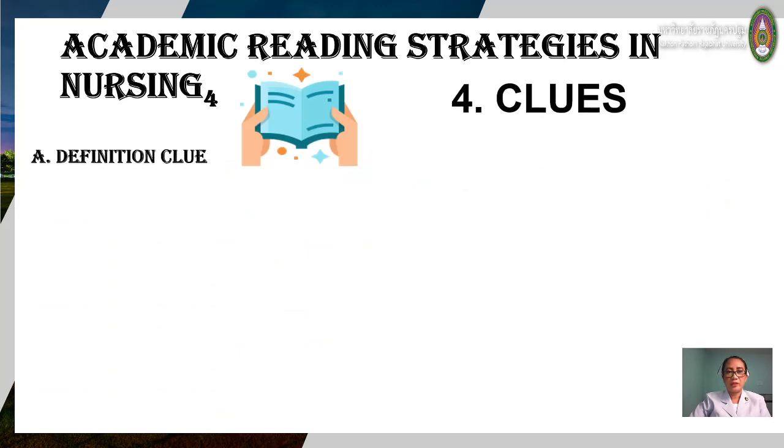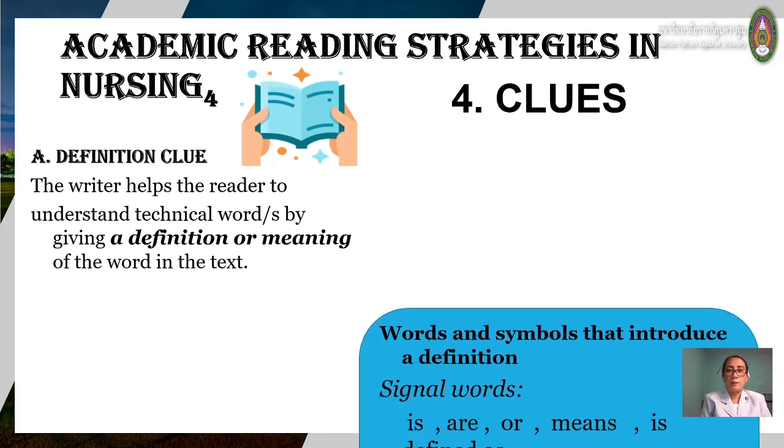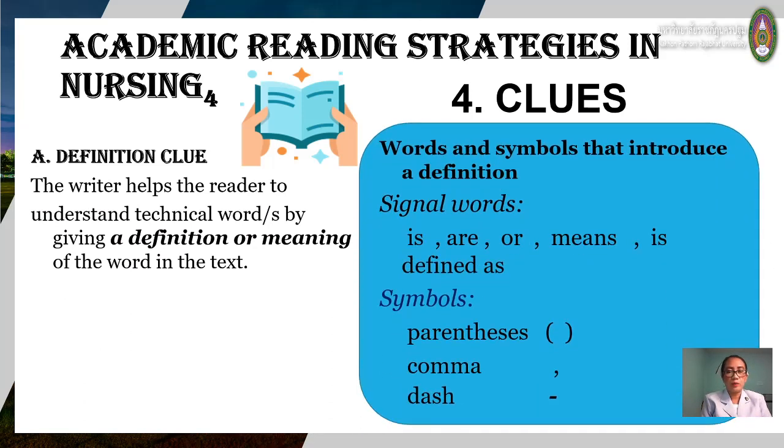So the fourth one is about clue. Okay. So in reading strategies about clues, there are two types. We have the definition clue and we have the example clues. So first we will discuss in details about the definition clue. So the definition clue, this helps the reader to understand technical word or words by giving a definition or meaning of the word in the text.